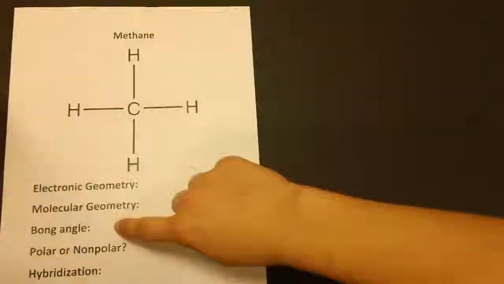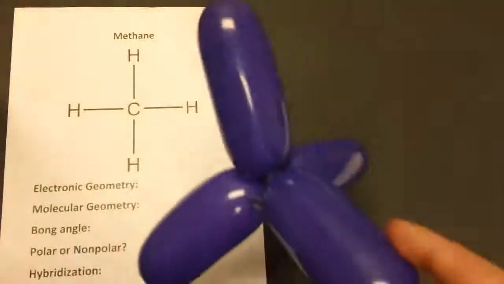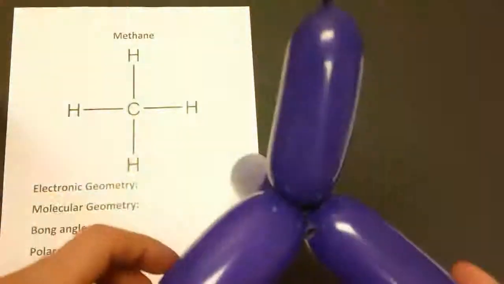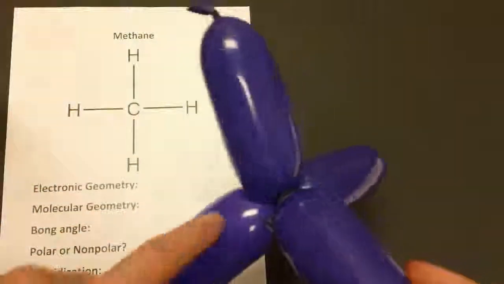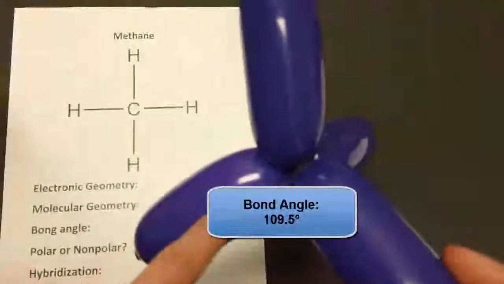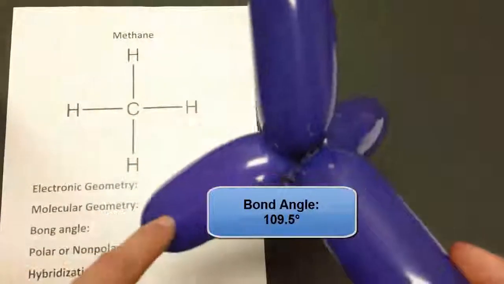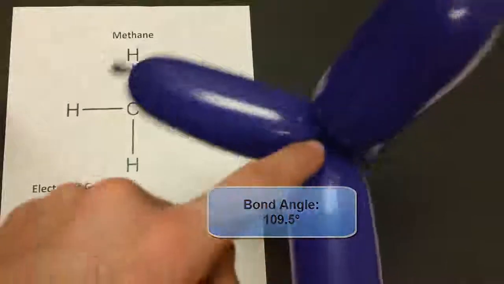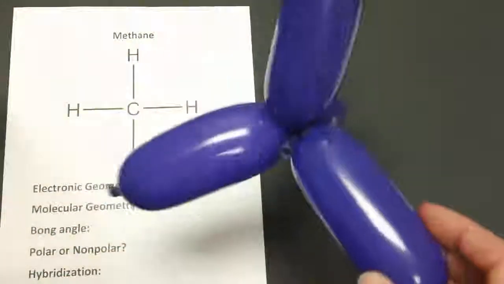So what is the bond angle for this molecule? When we look at the electronic geometry of this molecule, 4 regions getting as far away as possible are going to form 109.5 degree bond angles. So this is 109.5, 109.5. Every one of these bond angles is 109.5 degrees.